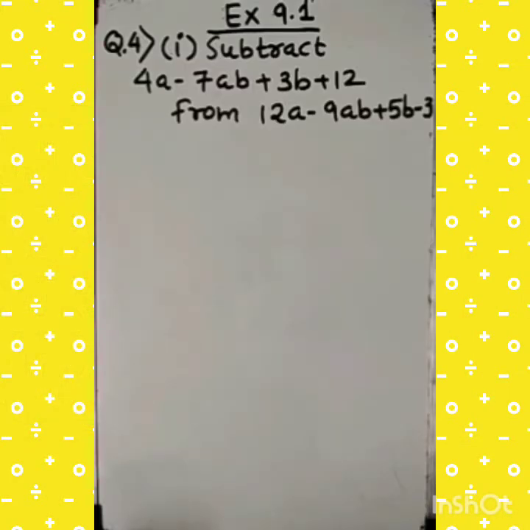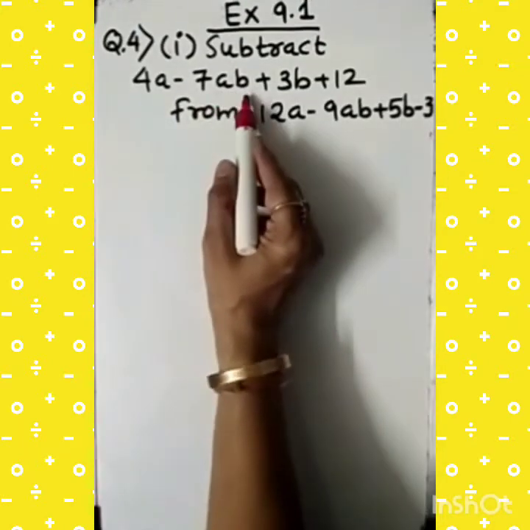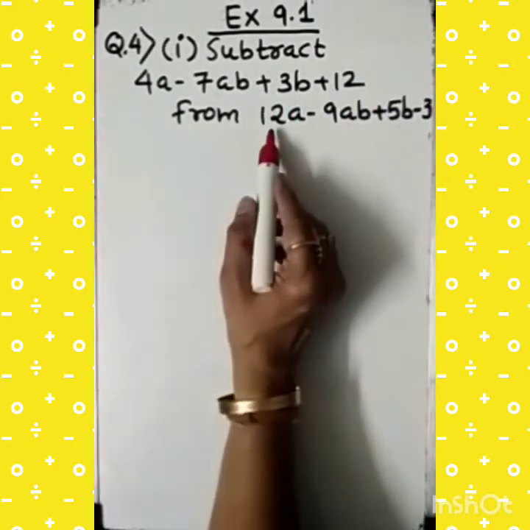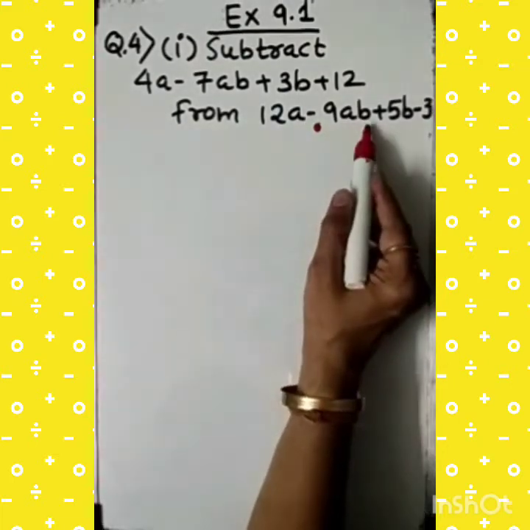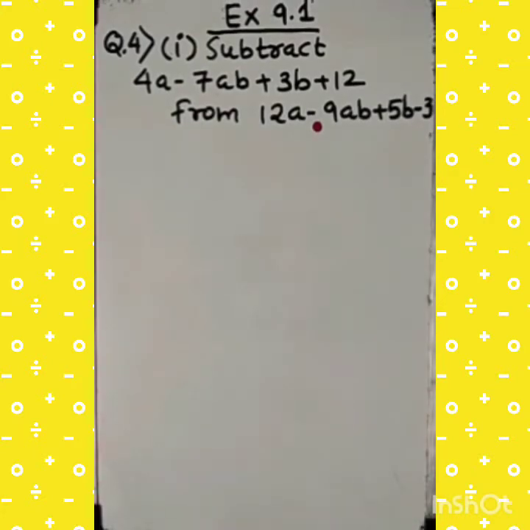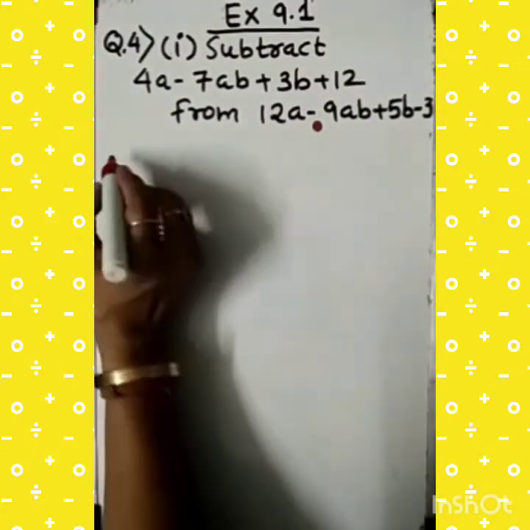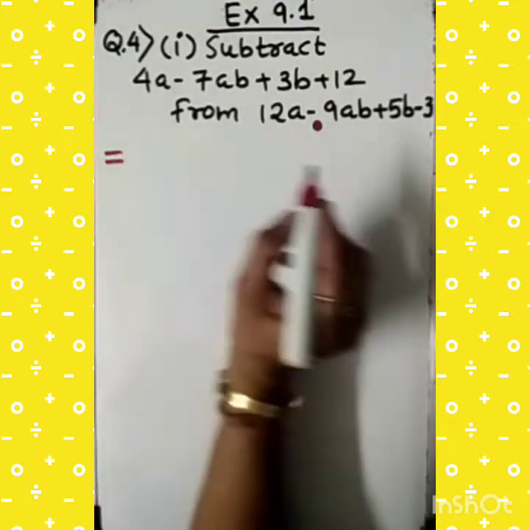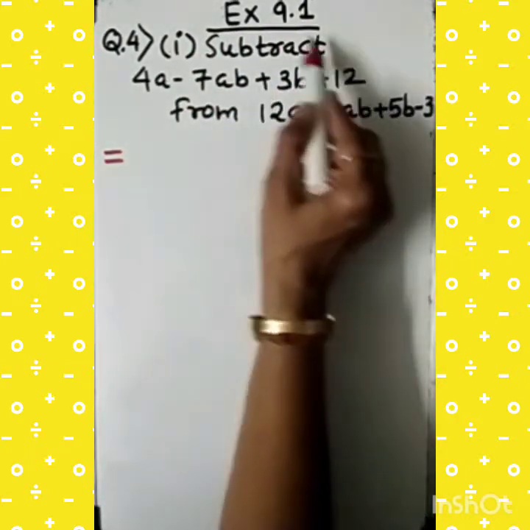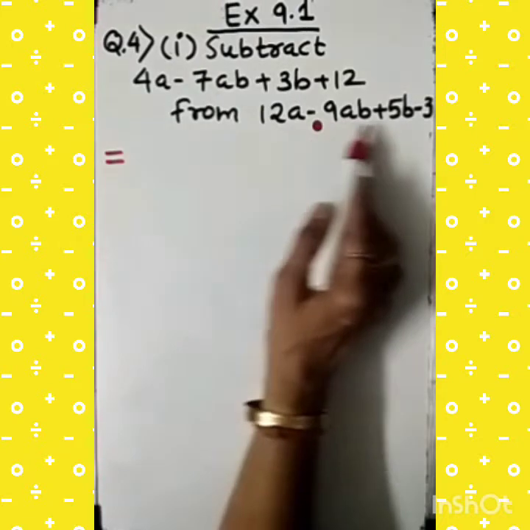Okay. Exercise 9.1, question number 4. Subtract 4a minus 7ab plus 3b plus 12 from 12a minus 9ab plus 5b minus 3. This is the question, right? So let me start. First of all, we must be careful before we start. Subtract means we have to find the difference of both of these expressions.